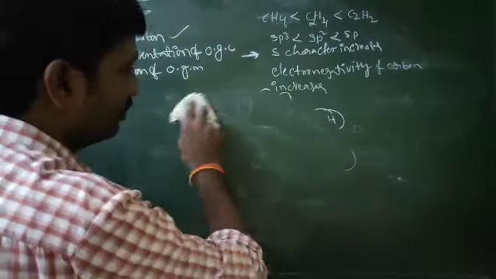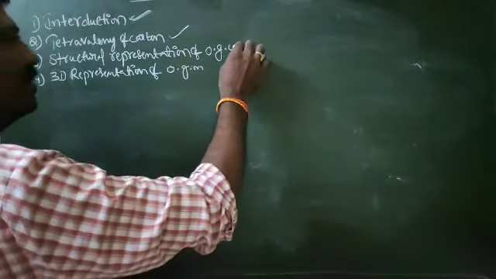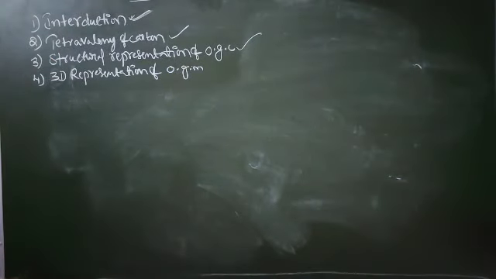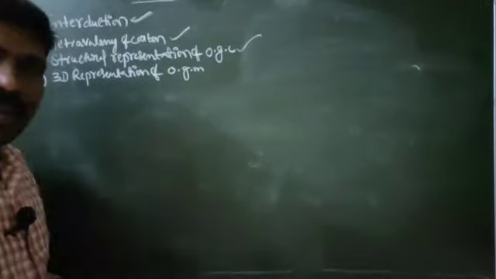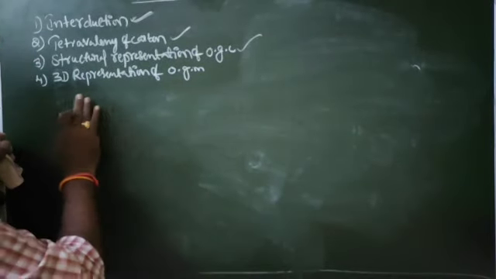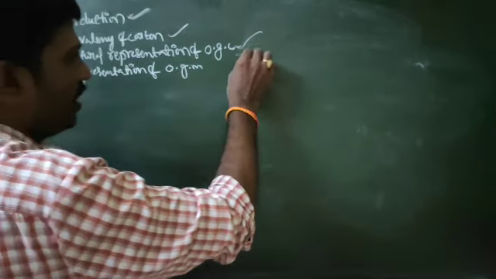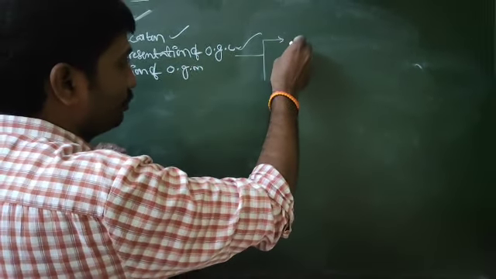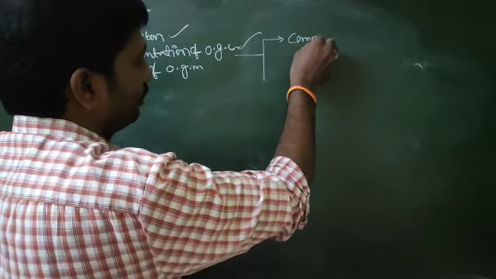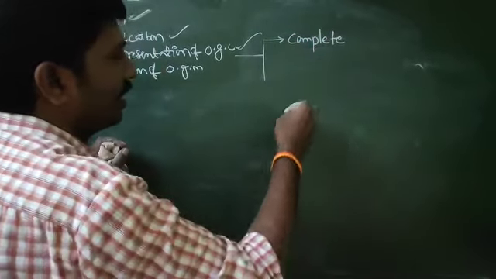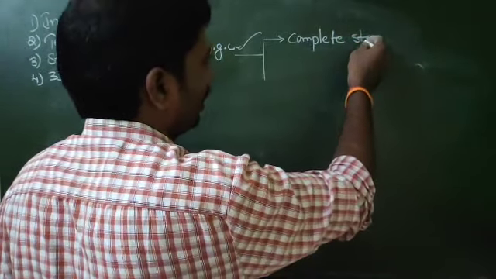Okay, very good. Next we will discuss the structural representation of organic compounds. I will write some structures. There are 3 types of structures here. What are they? The first one is the complete structure, the structural formula.